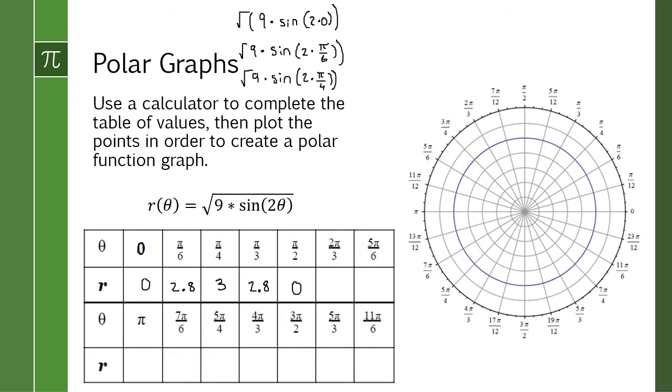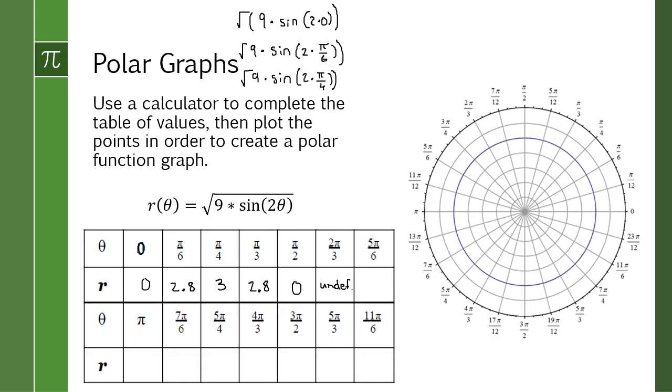And this is where things get a little bit interesting. Because what happens when I try to plug 2 pi over 3 into this on the calculator? So I'm going along 9 times the sine of 2 times 2 pi over 3, all under the square root sign. Calculator gives me an error. I see error, non-real answer. And I can either quit or go to the source of the error. I'm just going to say quit. That is an error. That means this is an undefined location.